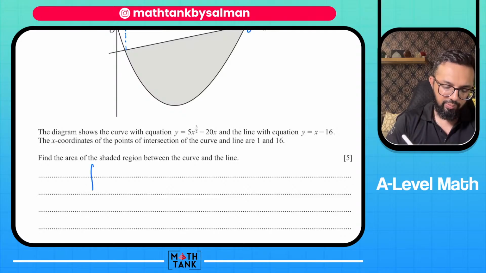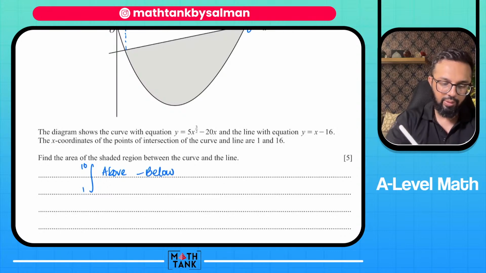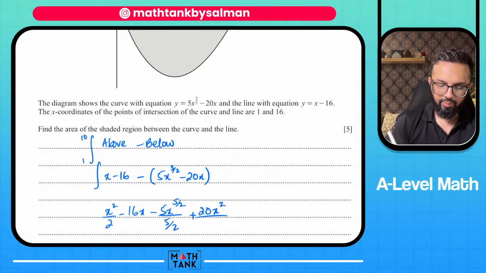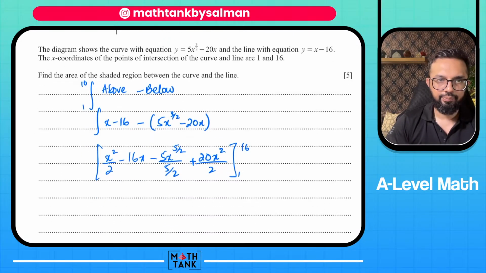Find the area of the shaded region between the line and the curve. So the shaded region between a line and a curve is always above minus below. So that's what I'm going to do. What is above? The line is above. It's going to go in the above part. So x minus 16, and this one is 5x power 3 over 2 minus 5x squared. So x squared over 2 minus 16x minus 5x power 5 over 2 over 5 over 2 plus 20x squared over 2. From 1 to 16.